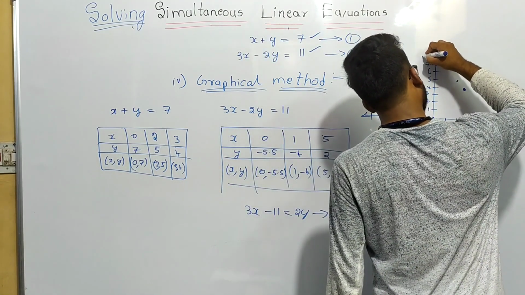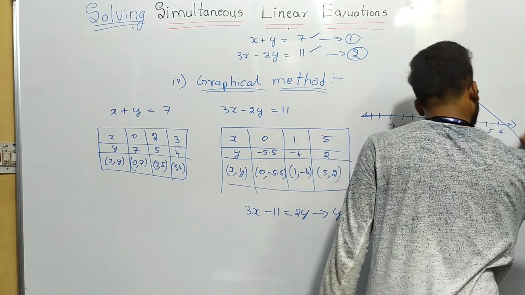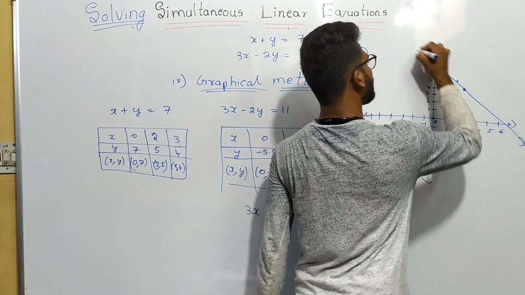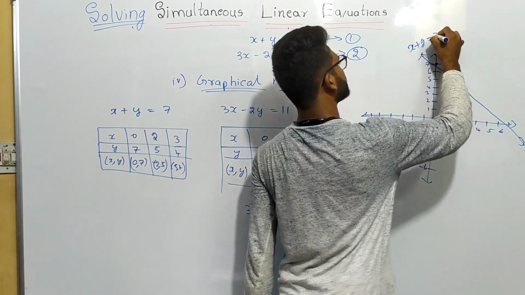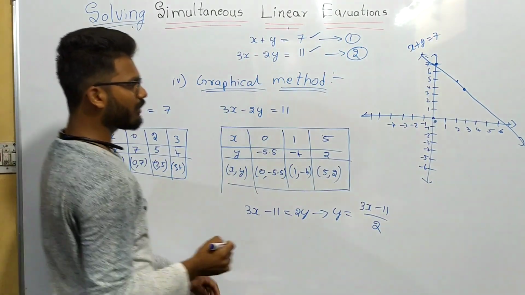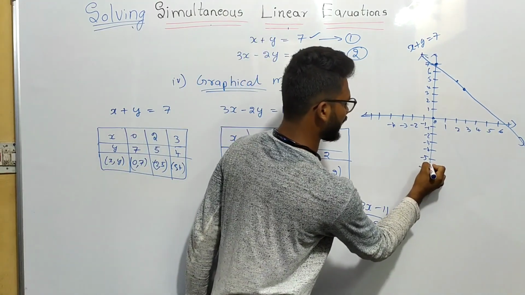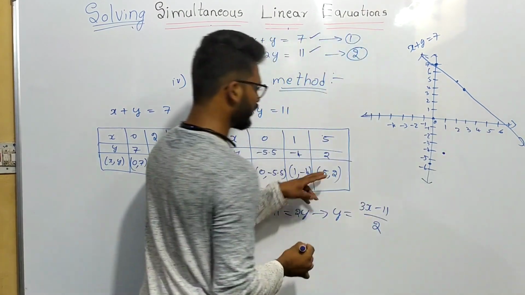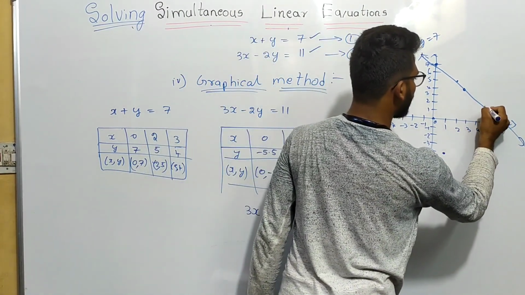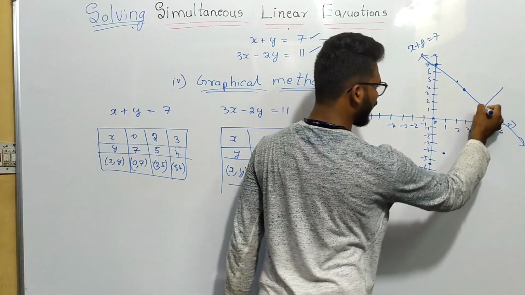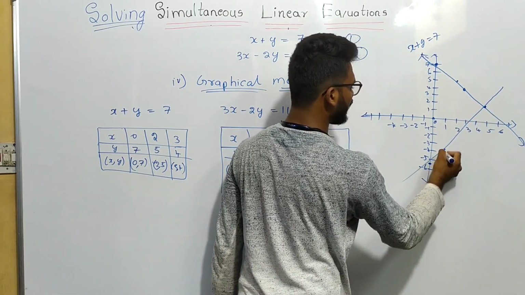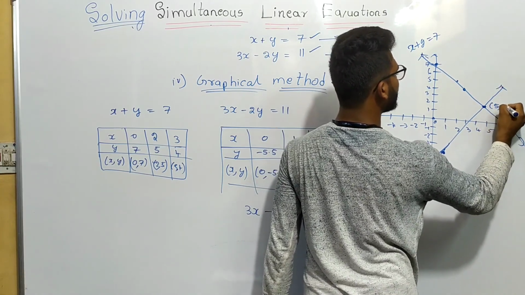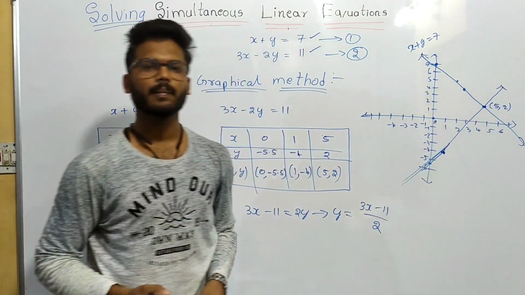So you will get the line like this. After you plot, you will get a line like this. This will be x plus y is equal to 7. And next the points 0 comma minus 5.5, you will get like this. 1 comma minus 4. Next 5 comma 2. You will get them on this line only. If you draw the points like this, both lines will intersect at one point. This is 5 comma 2. So this is the solution.